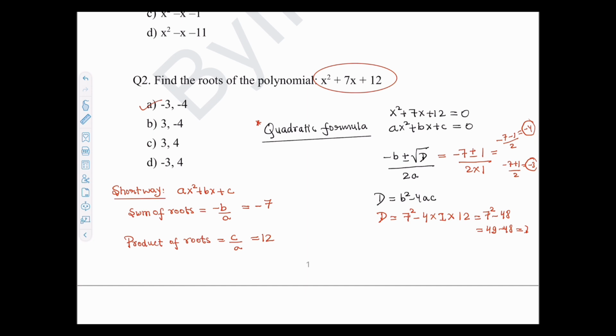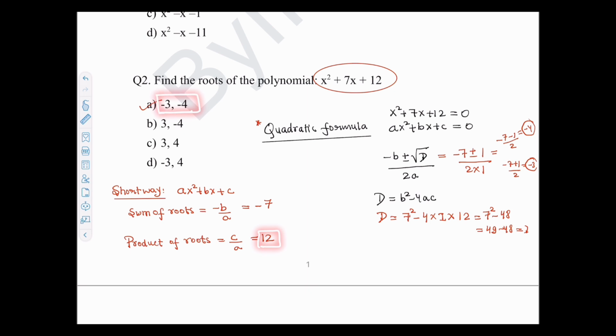We can check the options to see which two roots are adding up to minus 7, and we see it's the very first option that is adding up to minus 7. If you add these two roots, you're getting minus 1. If you add these two roots, you will get 7. If you add these two roots, you will get 1. So in this one you're getting minus 7, and you can also cross check using the product of the roots. If you multiply these two, you should be getting 12, and yes, we are indeed getting 12.